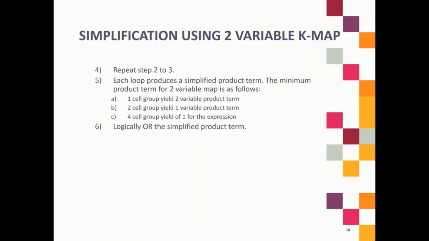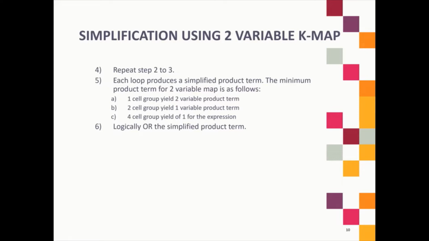Okay, so this is actually the minimum product term for a 2 variable K-map. A 1 cell group yields a 2 variable product term. Means that when you have 1 cell group, it will provide a 2 variable product term as the simplified term. If you group 2 cells, it will produce a 1 variable product term as the simplified term. And if you group all cells, which is 4 cells, it will produce 1 for the expression. And the last step, you need to OR the simplified product terms.